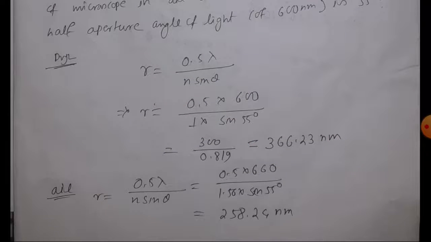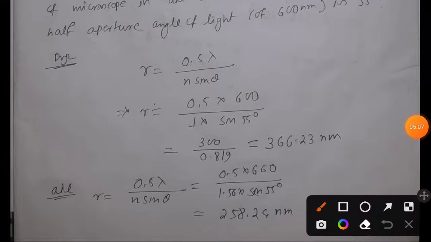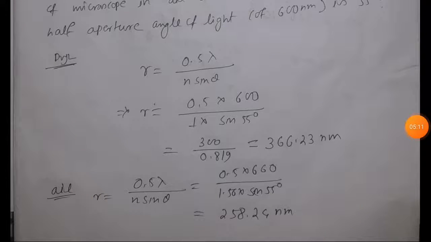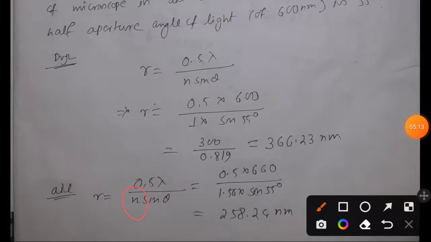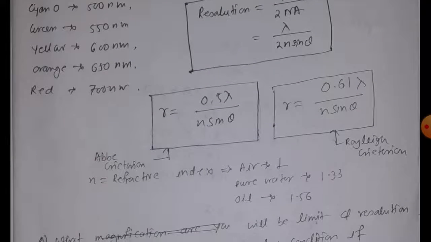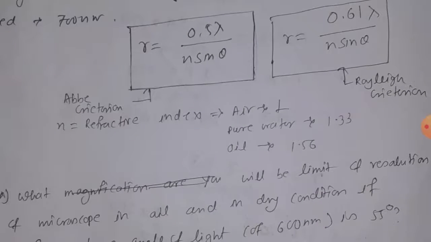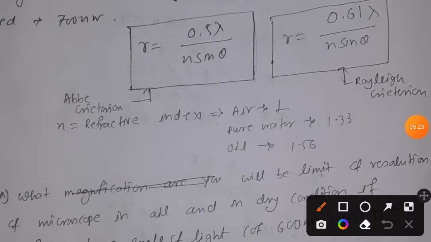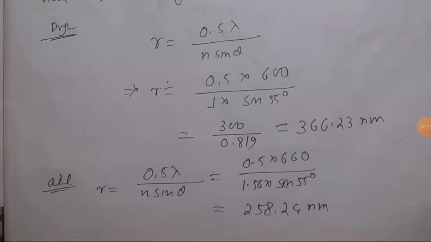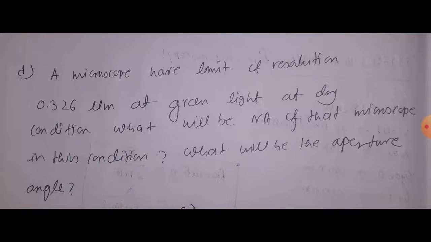Similarly in case of oil, all the things will be the same as in dry, only the small n will change. So n here will be 1.53, and that will give you this result. You can also use 1.56 instead of 1.53, that is the actual refractive index for oil. So that is one type of question.